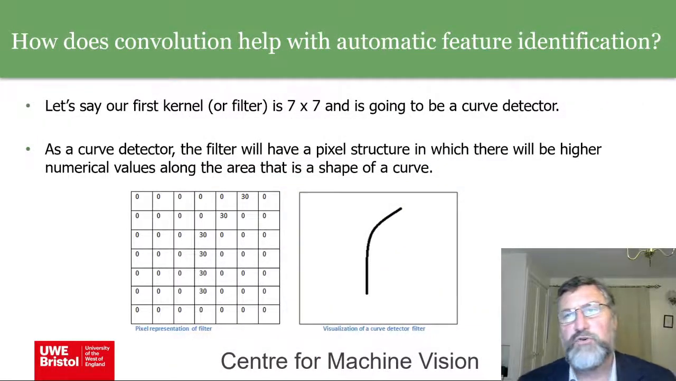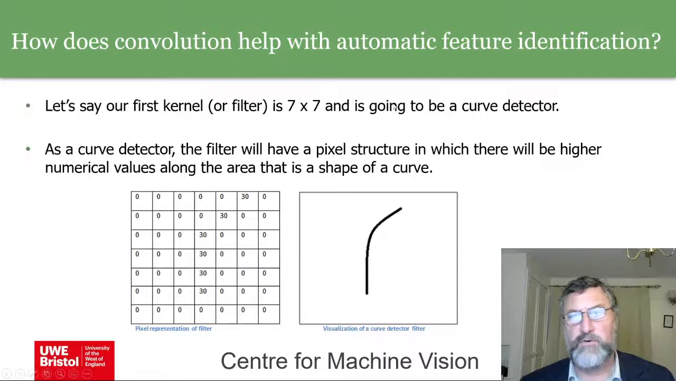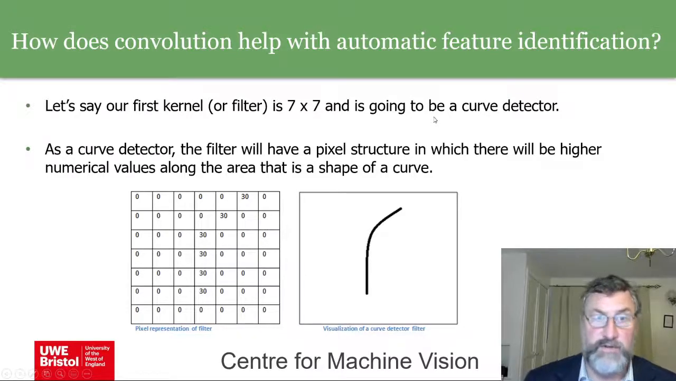But how does convolution help us with automatic feature identification? Because this is one thing that these CNNs can do, is automatically work out, without you having to tell it, what the filter is, what the feature is you're looking for in an image. Well, what you do is you apply a range of different types of filters. So supposing the first filter is a 7x7 kernel, and we're looking for something like a curve detector.